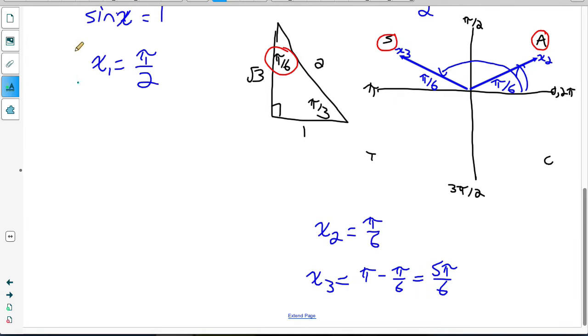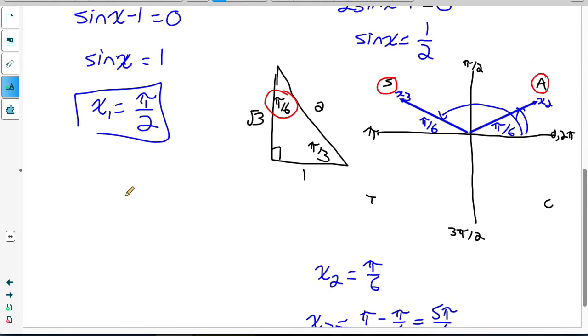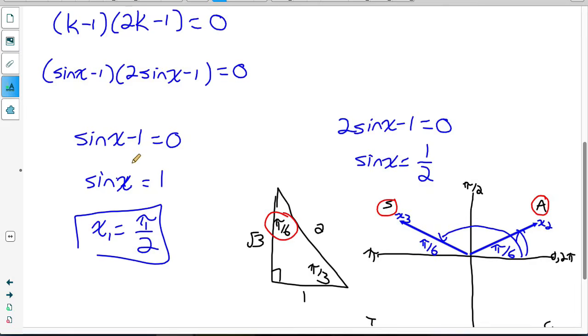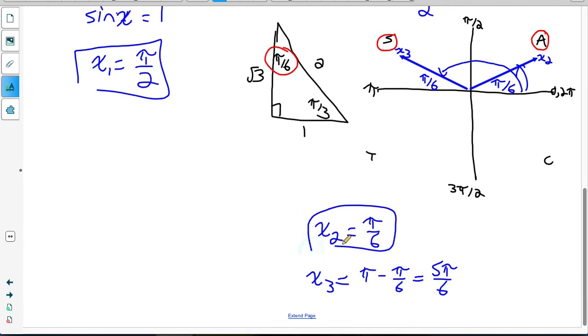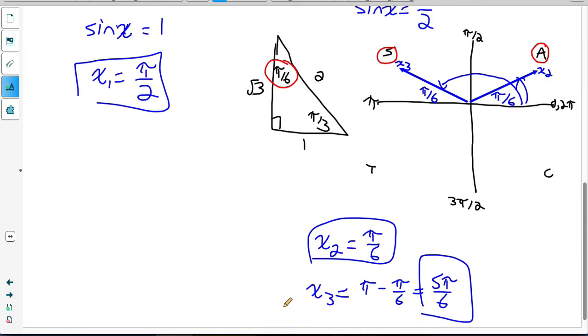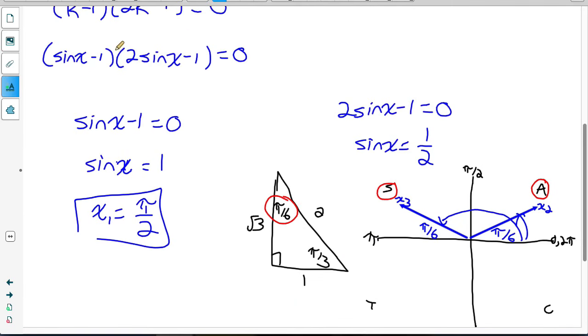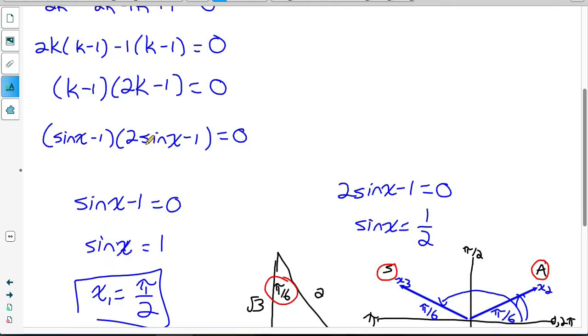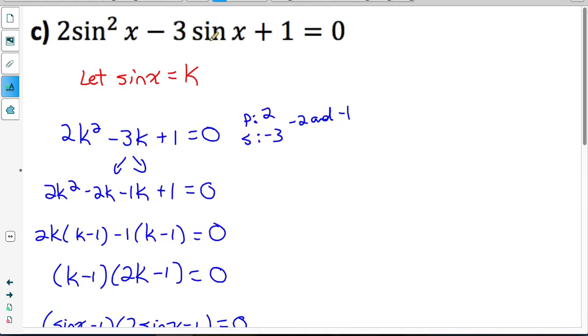So I found three answers to the equation. Pi over 2 would make this factor become 0, which makes the whole product be 0. And pi over 6 and 5 pi over 6 are the angles that make this factor become 0, which also make the whole product become 0. So I'd encourage you once again to test out all three of those answers in the original equation just to make sure that you've gotten the correct answers.